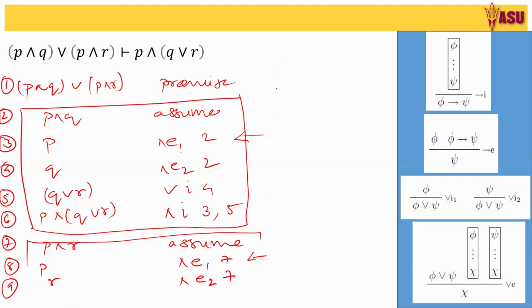So continuing here, I can again say Q or R, this is or introduction 2 from 9. So this gives me P and Q or R from and introduction using 8 comma 10. And that is the second assumption.